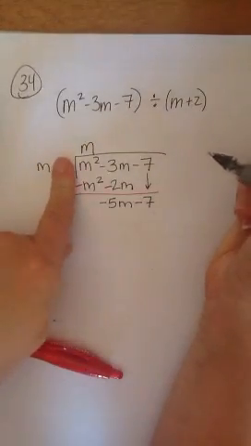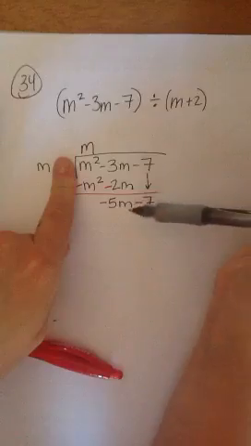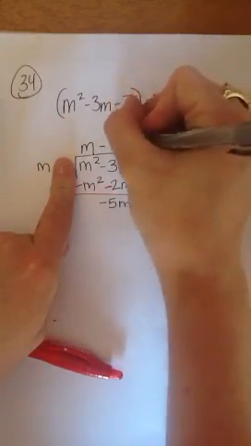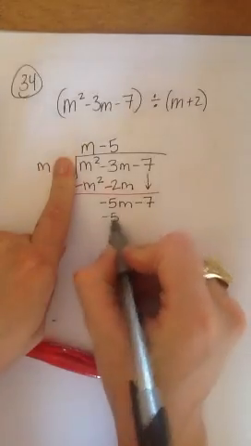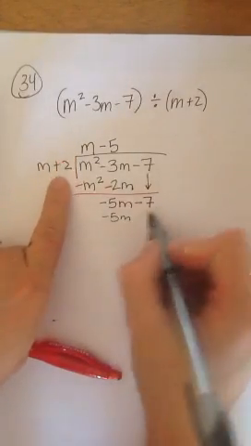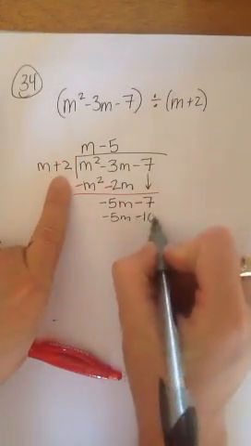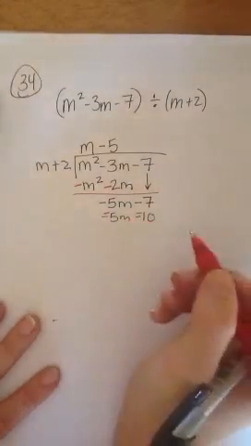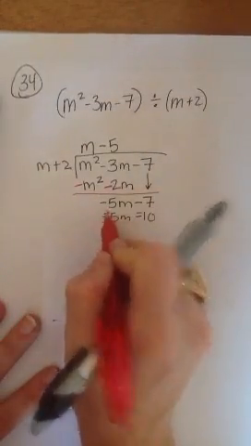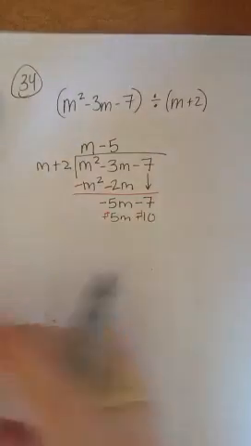Cover this up. You have m, you need negative 5m. So you need a negative 5. Negative 5 times m, negative 5 times 2. So that's a negative 10. Subtract, subtract. Well, 2 negatives make a positive in both of those cases.